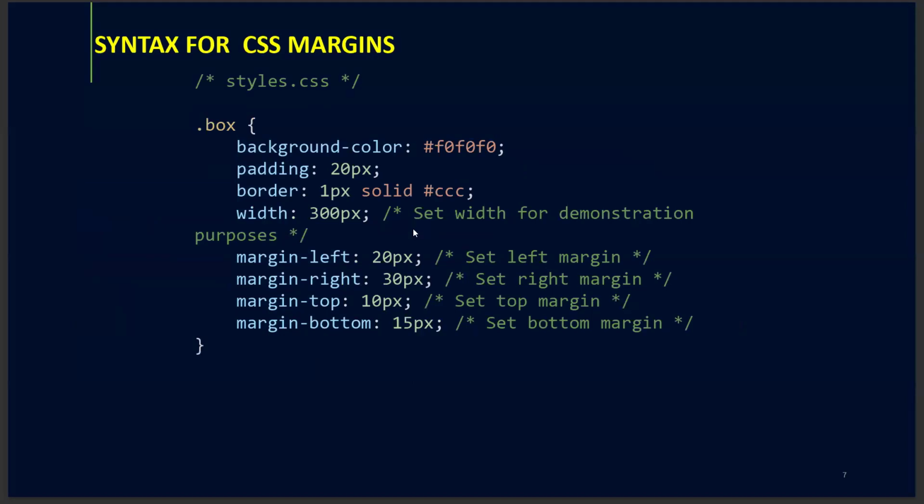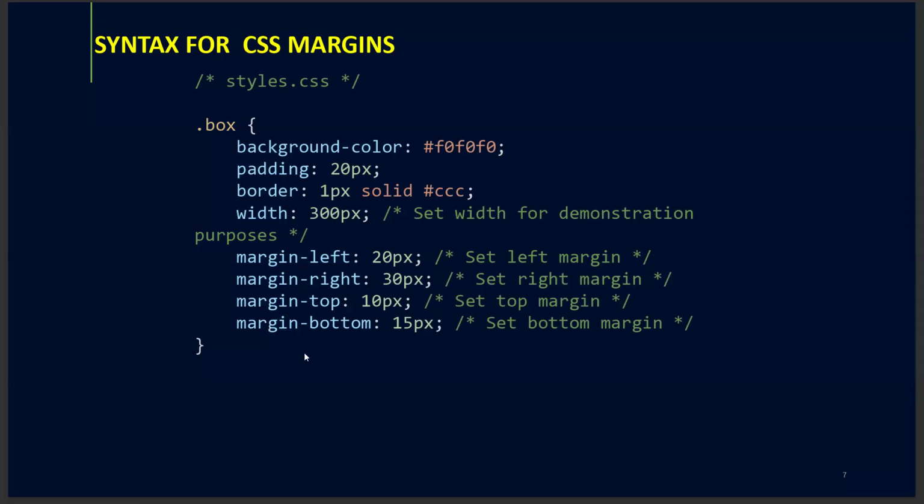Now, this is a sample CSS syntax for margin. Remember, we are not showing the HTML, but if you want to see the effects, you need to apply it and control it from the HTML. This is a sample code which you can have for CSS margin: margin-left, margin-right, margin-top, margin-bottom.